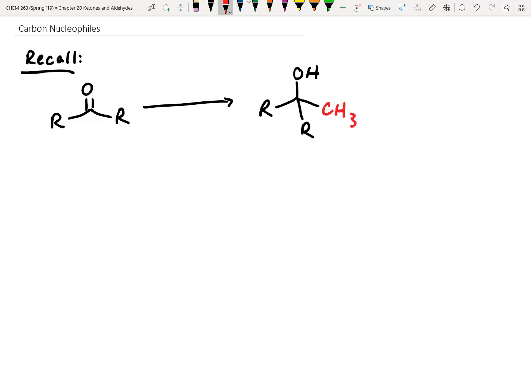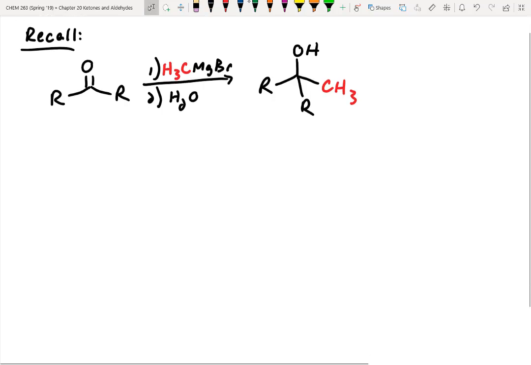We've seen it before. Grignard reagent. So we could do a Grignard reagent and then quench this reaction with water. Really, that's a carbon nucleophile too. We've seen it. We're pretty comfortable doing it, I hope. So pretty straightforward, but there are some new ones presented in this chapter that we haven't seen before. The first one is called a cyanohydrin.